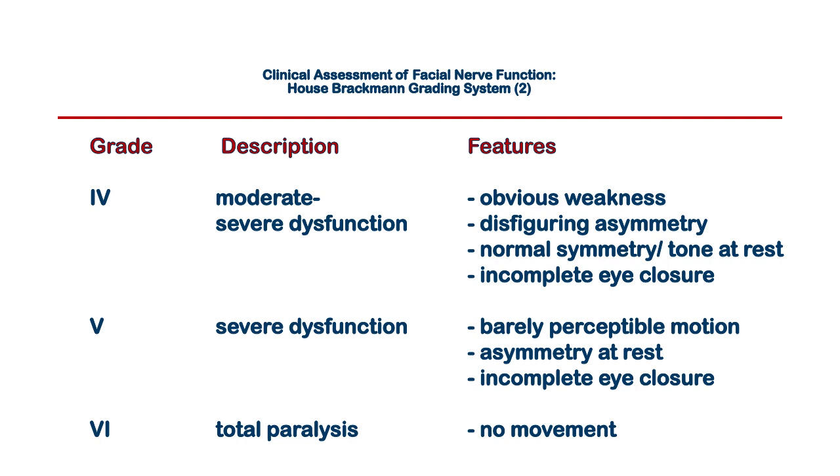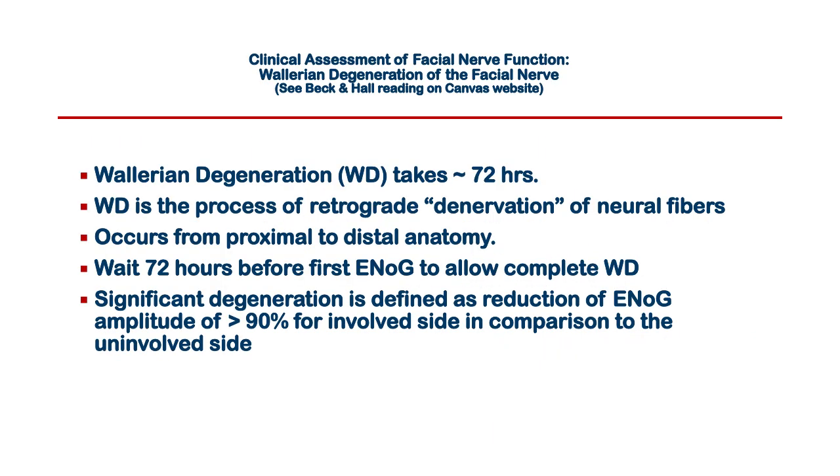And that's when you're called upon to do ENoG: almost always the patient has a House-Brackmann scale of 5 or 6. They don't really need to be doing ENoG before that, because you know there is some facial nerve functioning still, because they are obviously able to move their face.